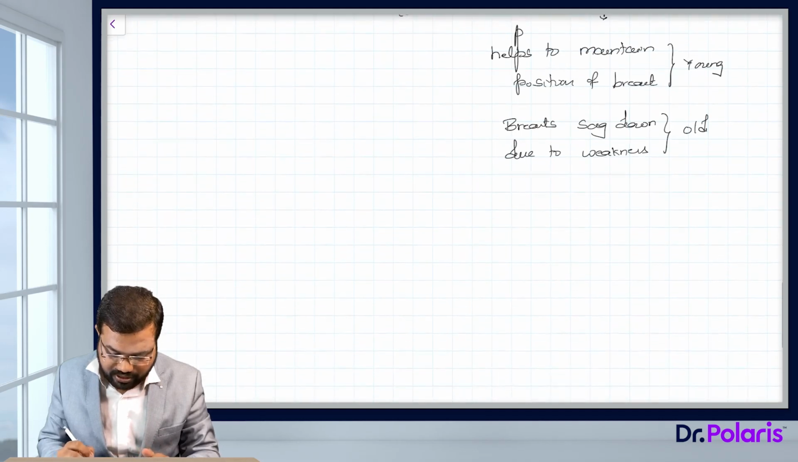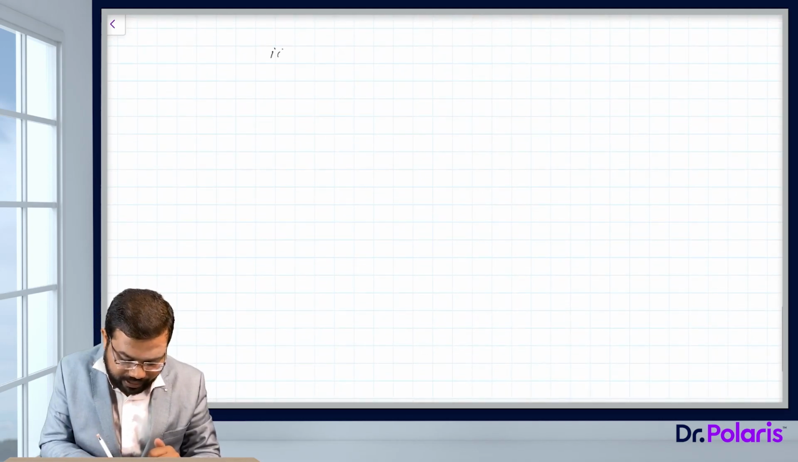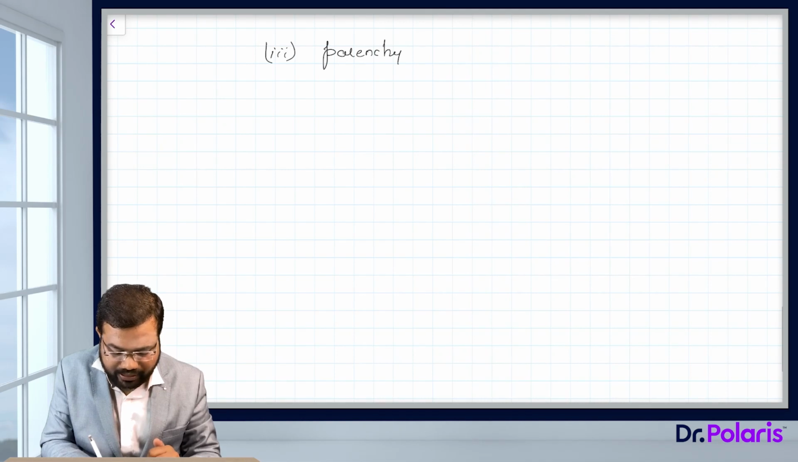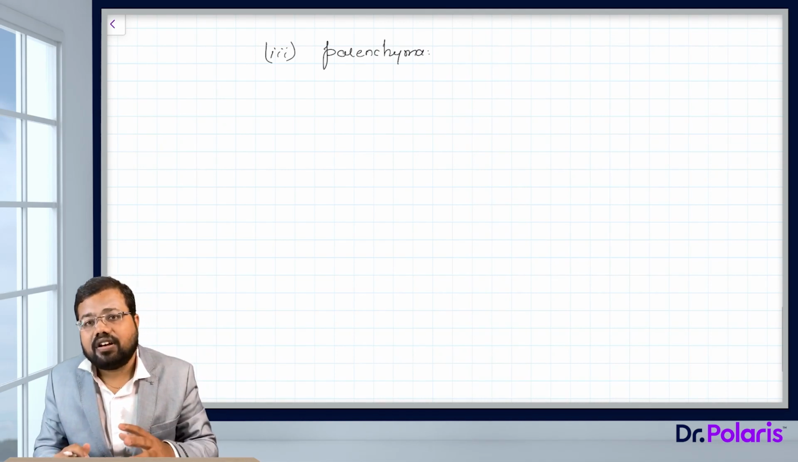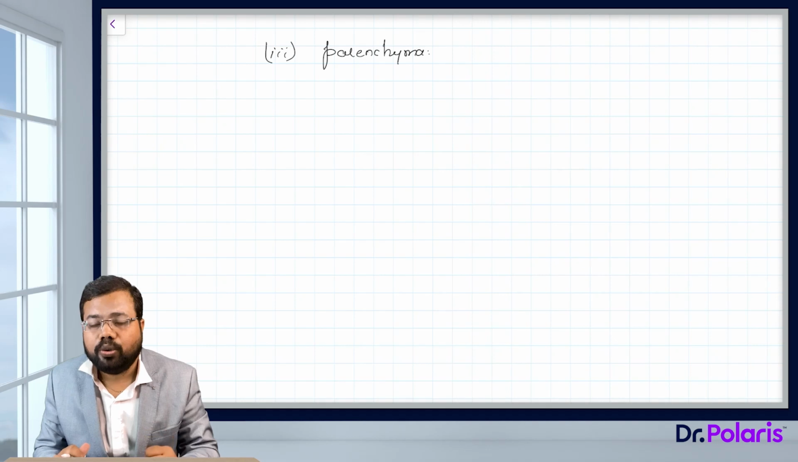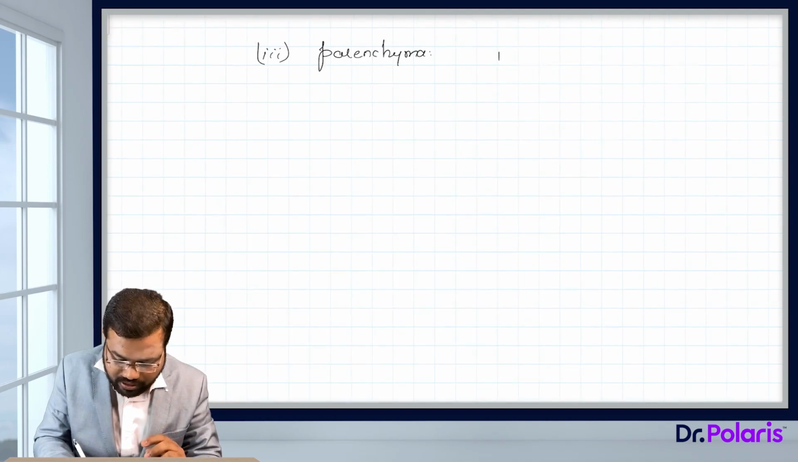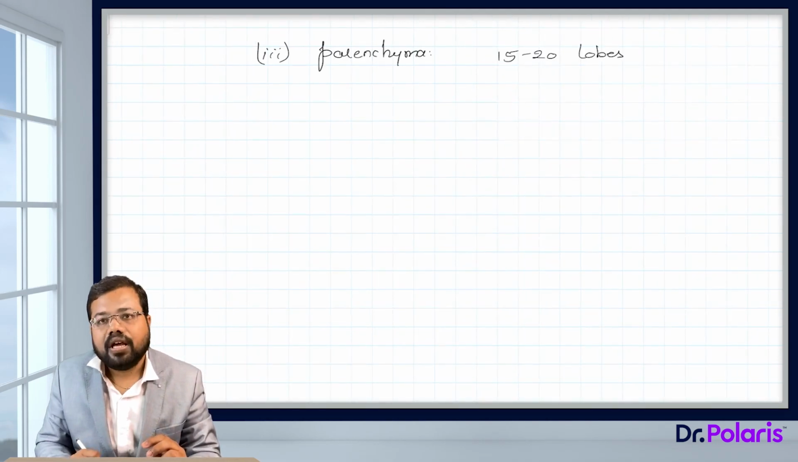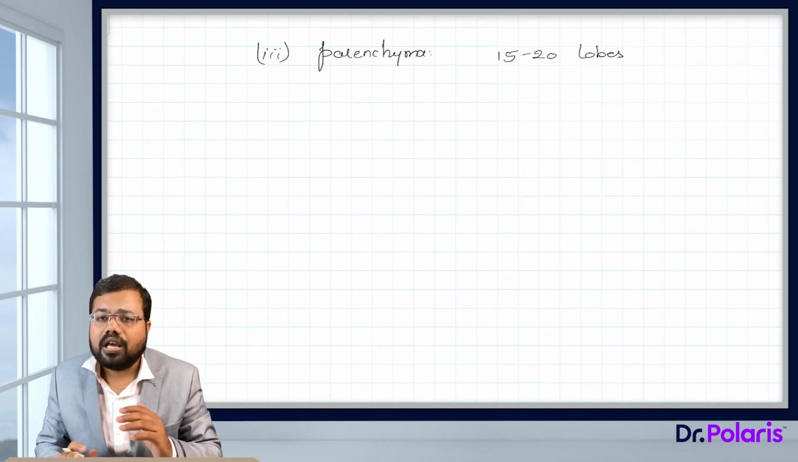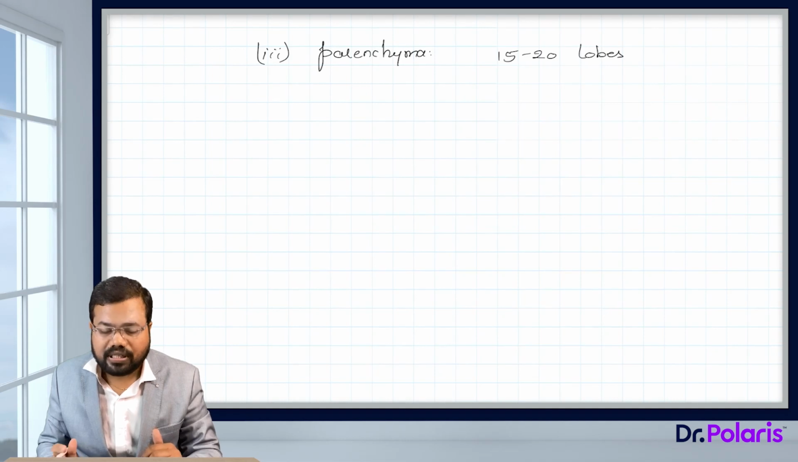And the third one is the parenchyma. The parenchyma consists of 15 to 20 lobes. This number is also very important and was asked in one of the entrance examinations of AIIMS. So 15 to 20 lobes are present. Out of these, I will just show one lobe and how it is present, and the remaining lobes are also present in the same manner.